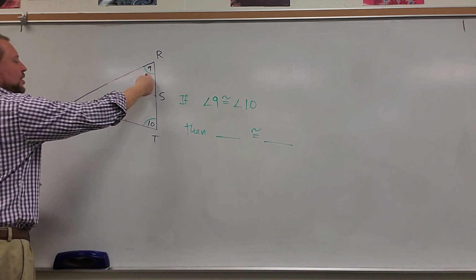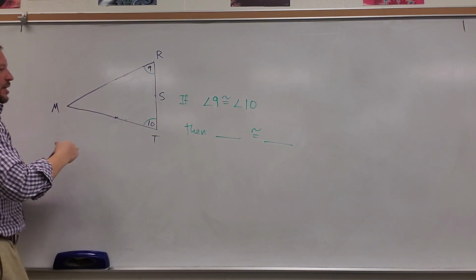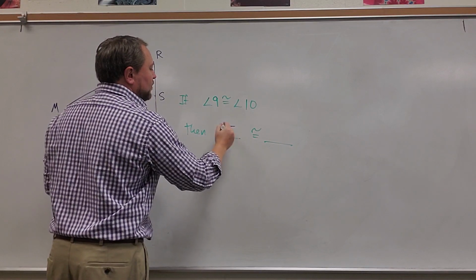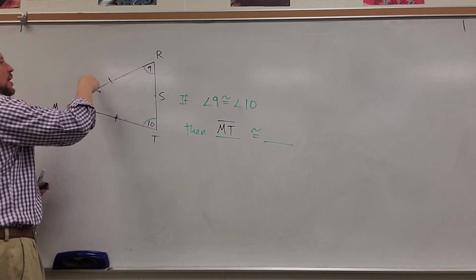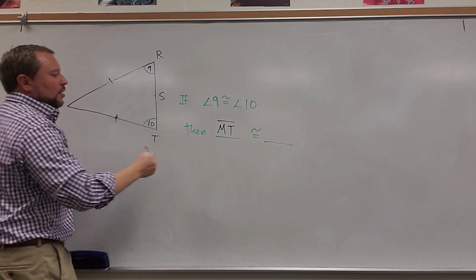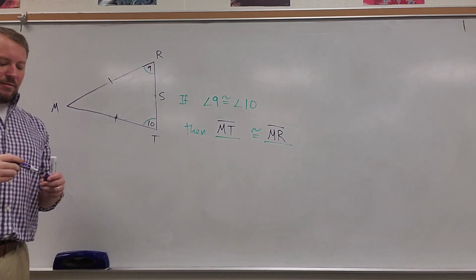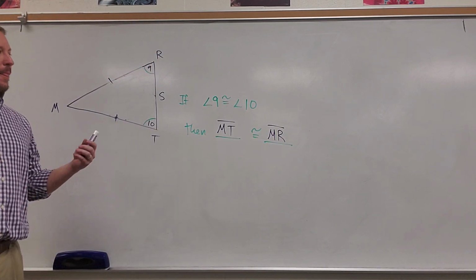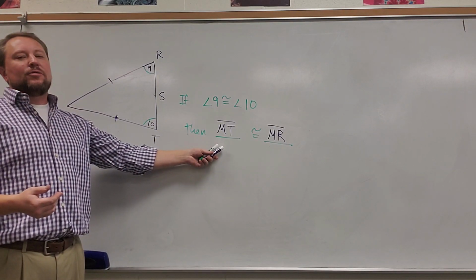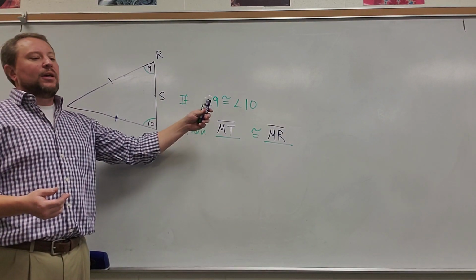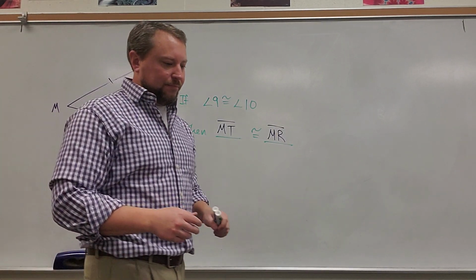or opposite of angle 9, opposite of this base angle is this leg, MT, and opposite of that base angle would be that leg, MR. Okay? So just remember, across from congruent angles will be congruent sides. And if you already have congruent sides, then opposite of them will be congruent angles.